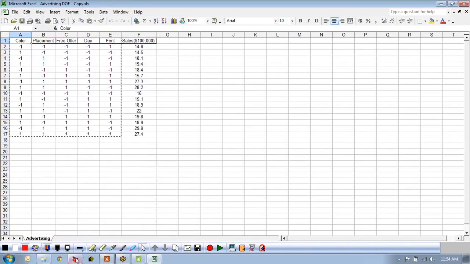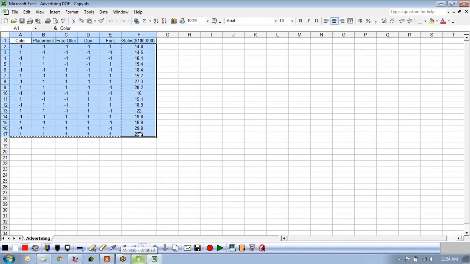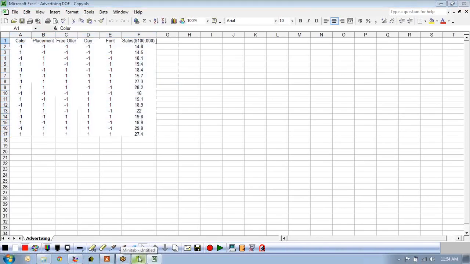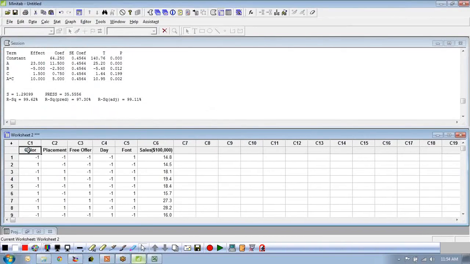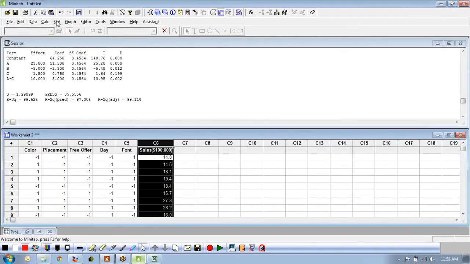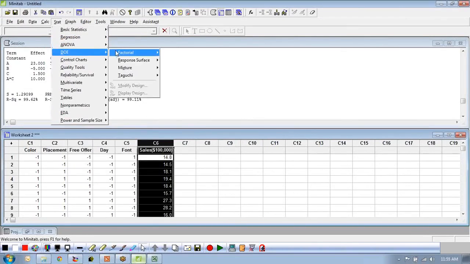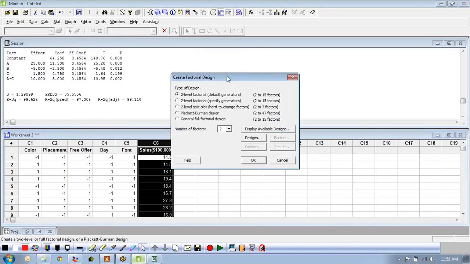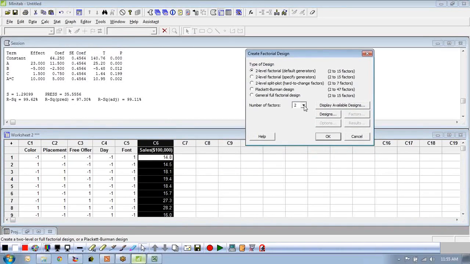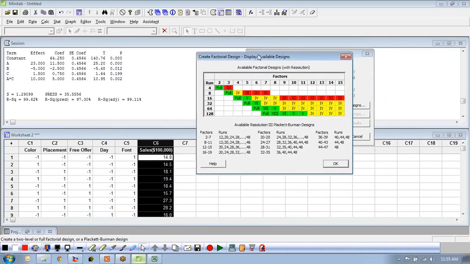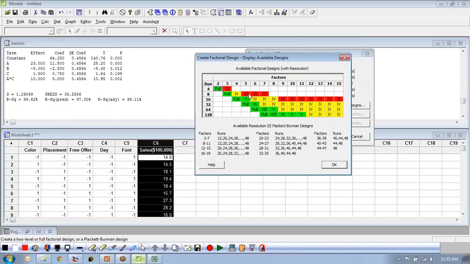Okay, now how do we decide on the 16 runs of the experiment? Let's just get this into Minitab for just a moment. Now, if we were starting from scratch and we didn't actually have the data yet, what we do is we go to Stat, DOE, Factorial, Create Factorial Design, come into Minitab, and it says Number of Factors. So here we choose 5 because we have 5 factors. And if we look at Display Available Designs, this helps us think it through. This is actually fairly simple.